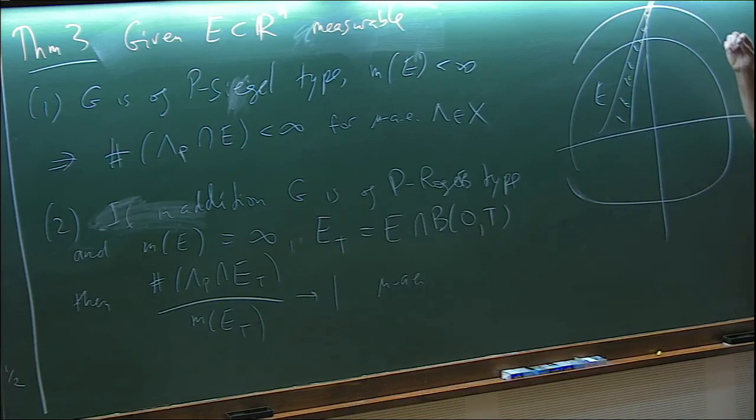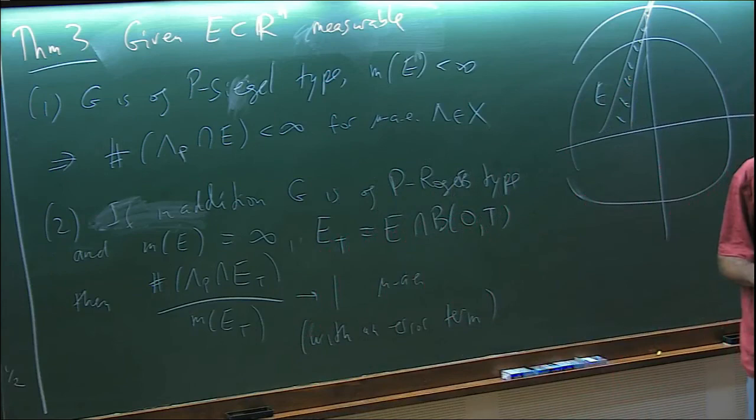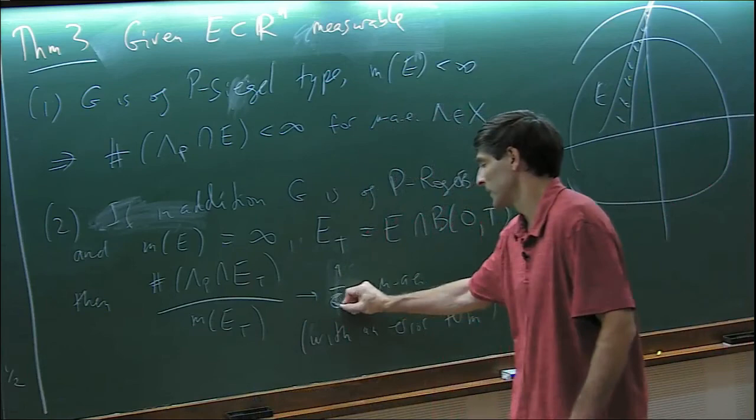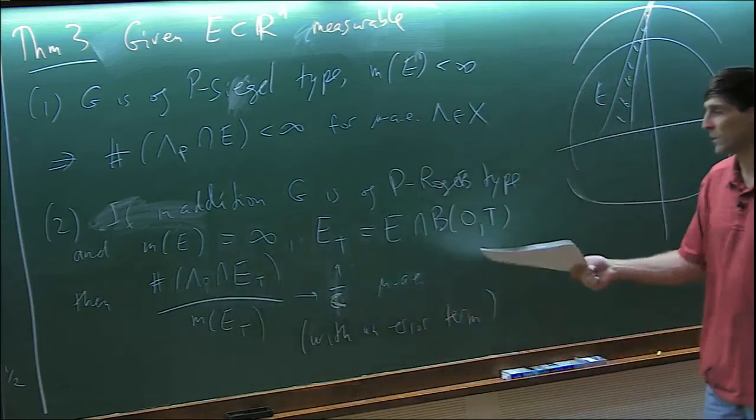Moreover, with an error term. Yes, sure, it goes to 1 over C, yes. Of course, that's the density that you're getting. People are really paying attention, it's great. Okay, so we have the correct density, we go to this correct density almost everywhere.